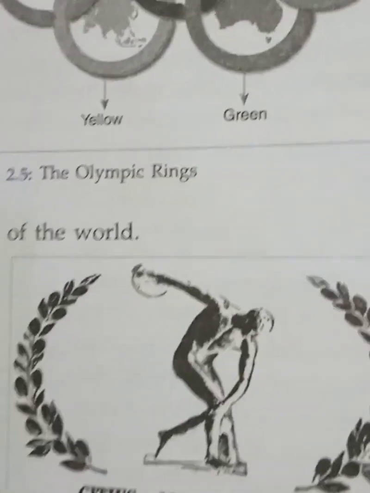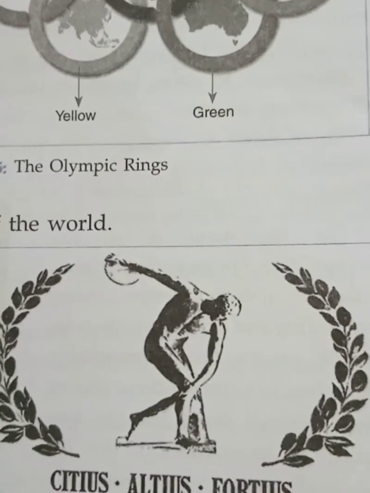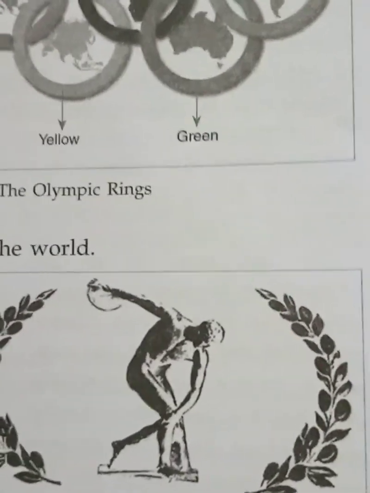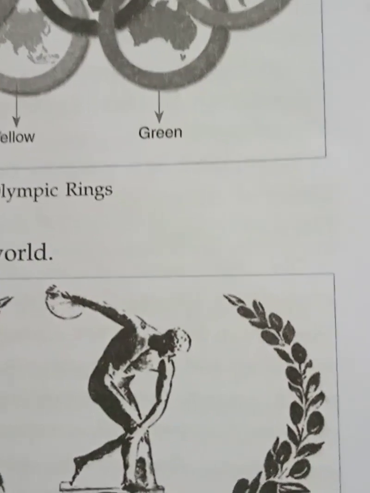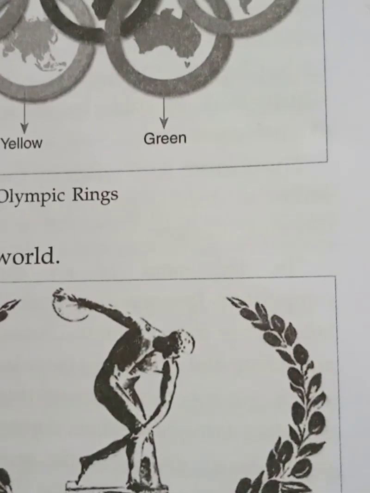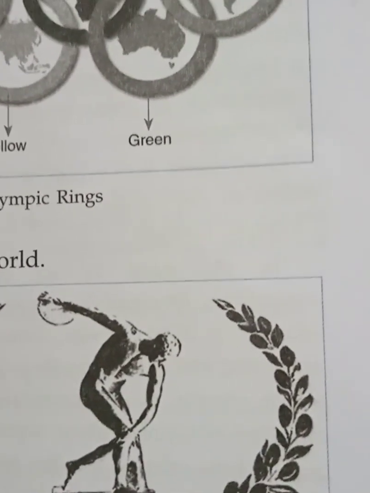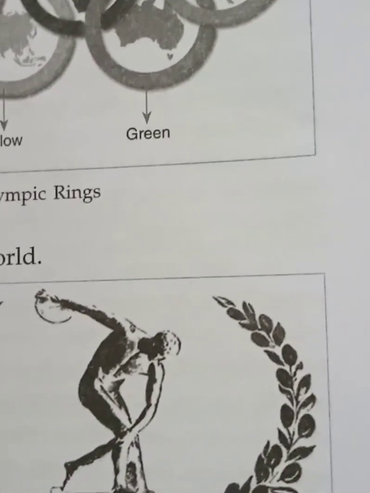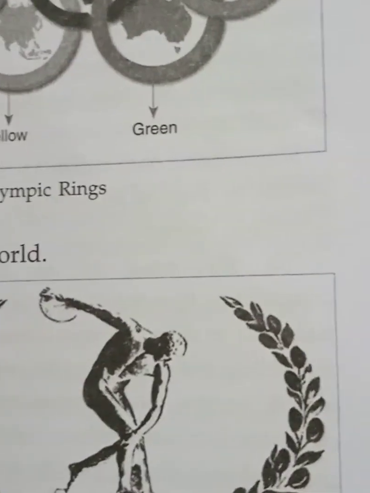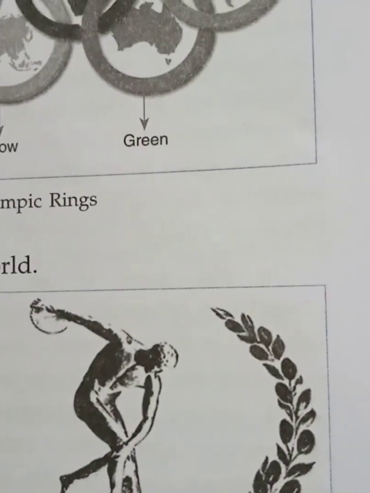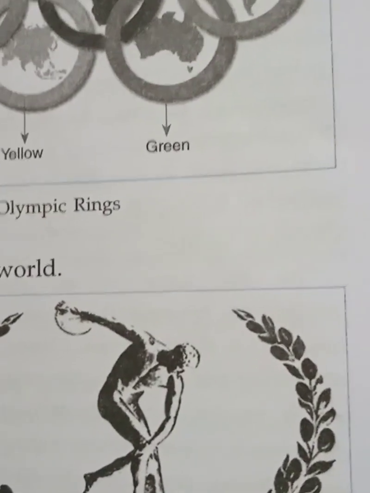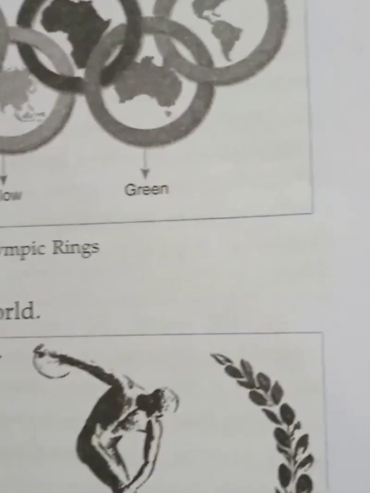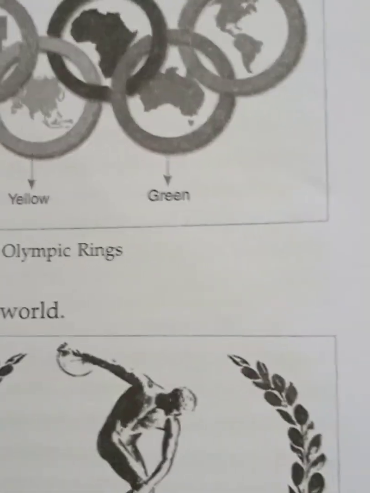And the continents are America, Europe, Australia, Asia, and Africa. Now this is the motto: Citius, Altius, Fortius. The Olympic motto comprises three Latin words. Citius means fastest, Altius means higher, and Fortius means stronger. The motto is an inspiration to every athlete to give his or her best in the competition.